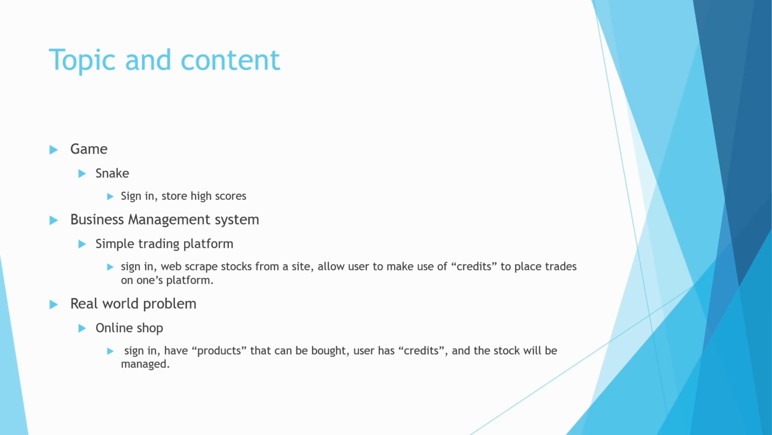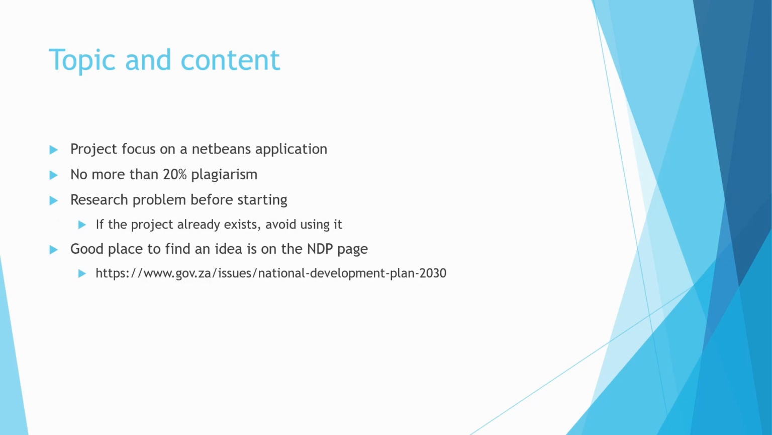So that's just the main idea if you can think of a topic to do or run. The main focus of the project I'm going to be basing all my ideas and all my feedback off is a basic NetBeans application. More often than not, you need to research your problems before you even start, and this means you need to avoid plagiarism as much as possible, because 20% plagiarism is not a lot that you can use from other projects.